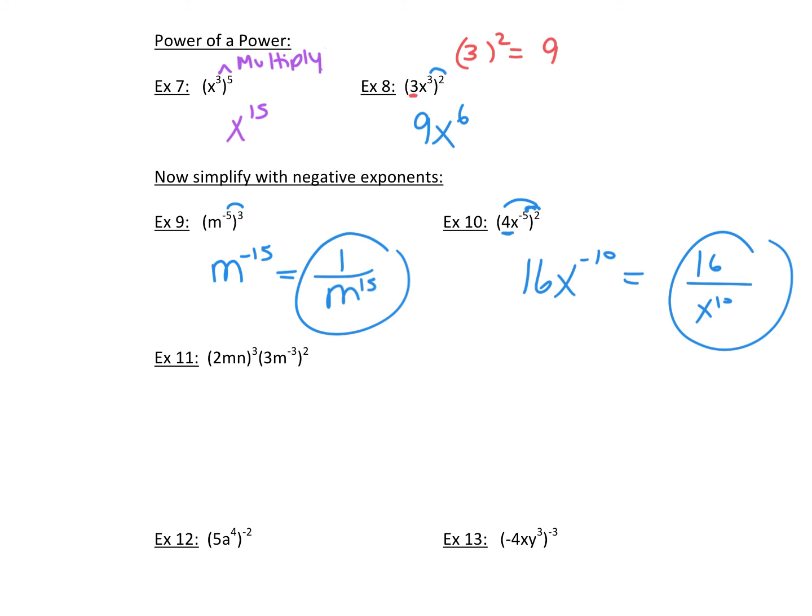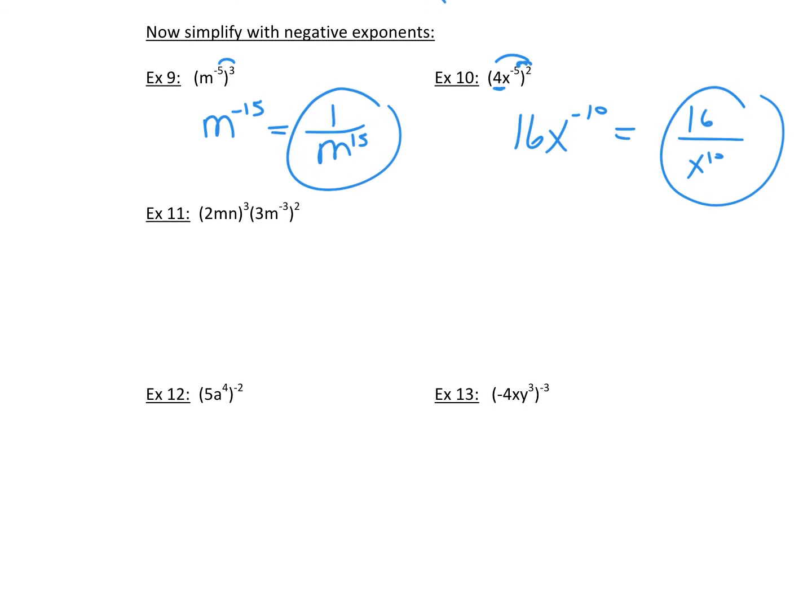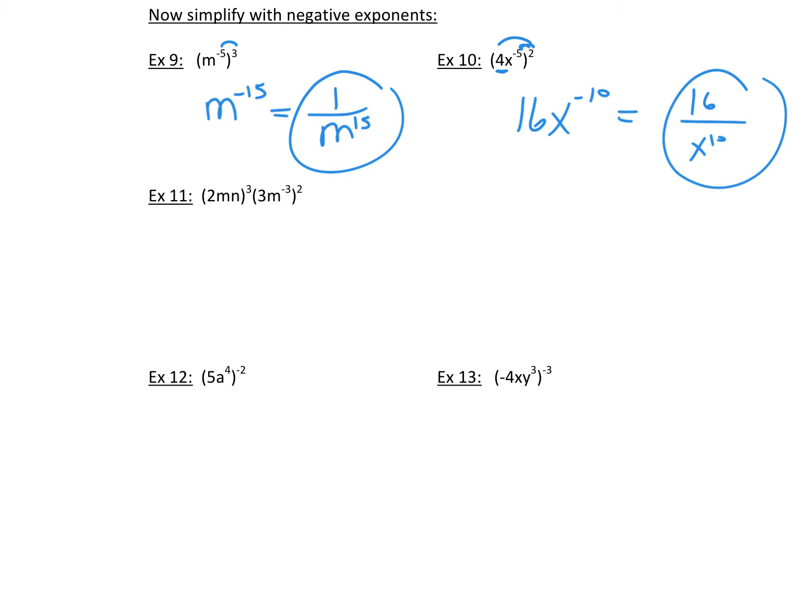Okay, they just get a little bit progressively more challenging. So there are more steps. In example 11, we now have the first term being raised to the third power. We have the second term here being raised to the second power. Those will get simplified. You'll get an answer for each of those. And then you have a multiplication problem. So then you'll multiply the first answer times the second answer. Okay, that's our game plan.